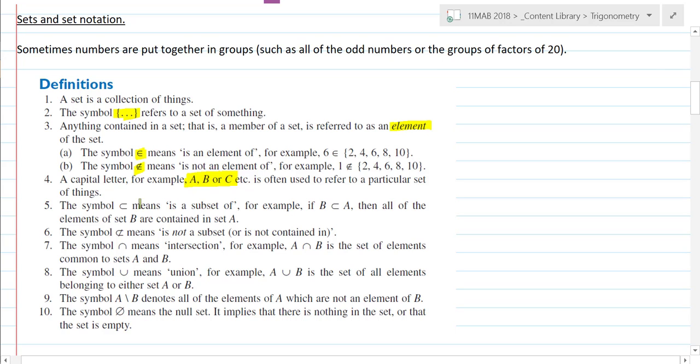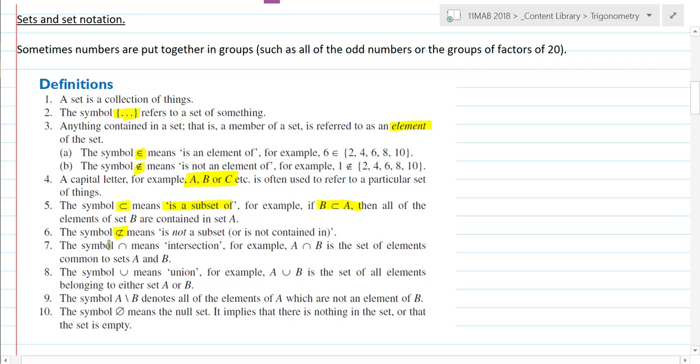And you also have subsets. So I'll give some examples of that in a second. So that symbol there means it's a subset, which means you have a big set of things. And if all the elements of another little set are contained in the big set, then that is therefore a subset of that group. And so you see there's an example here. If B is a subset of A, then all the elements of B are also in A. And you have not a subset. So if there's an element in B that's not in A, then it's not a subset. So you have that symbol.